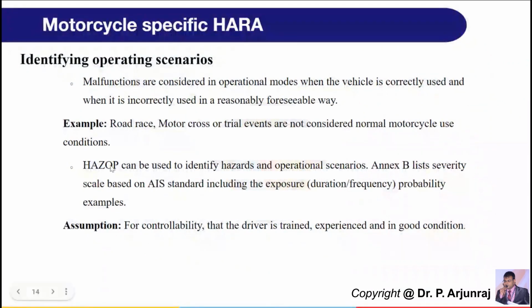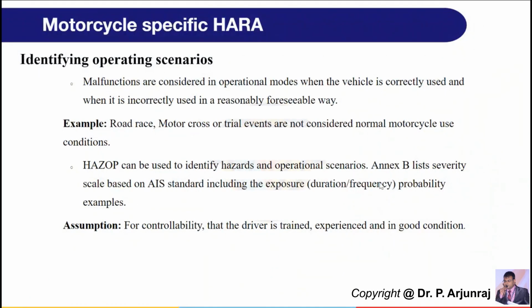This hazard analysis can be used to identify the hazards and operational scenarios. This operational scenario is a very important thing, over which the manufacturer does not have control. You also have some annex in Part 12 which lists the severity scale based on the standard, which also includes the exposure: what is the duration, what is the frequency, or what is the probability of the occurrence.